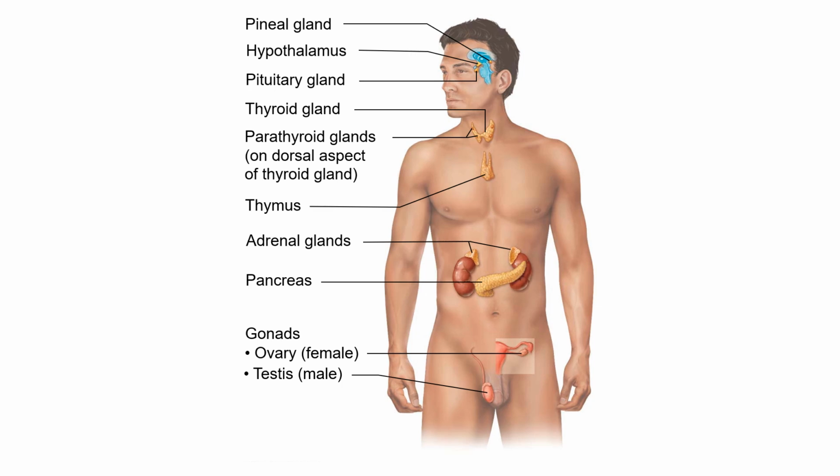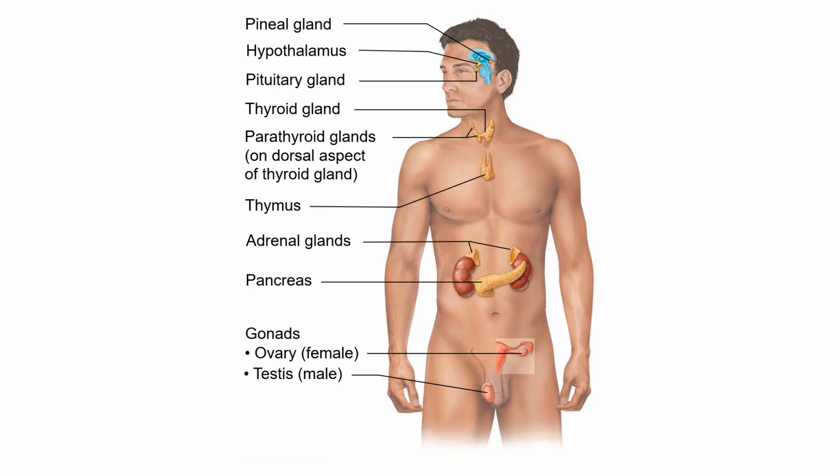All right, as we move down, we have the thymus, and the thymus is an endocrine gland that produces hormones that are going to affect and cause the maturation of our lymphocytes. Okay, so it has an important role with the immune system.